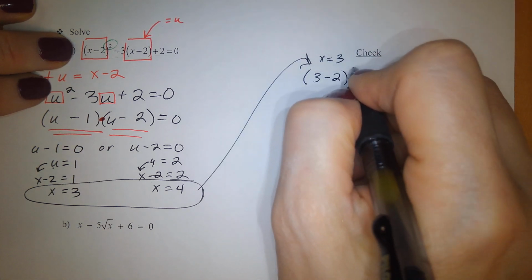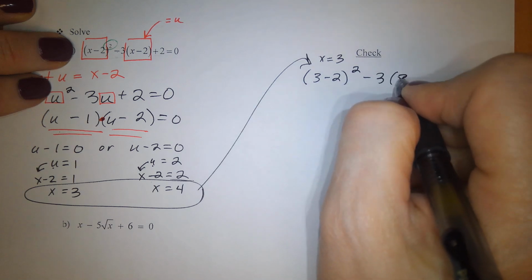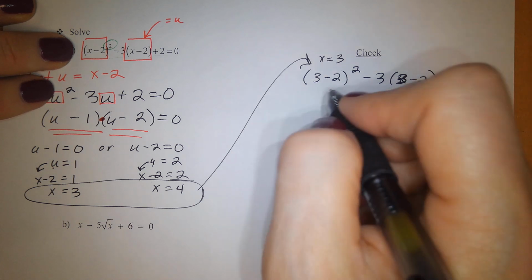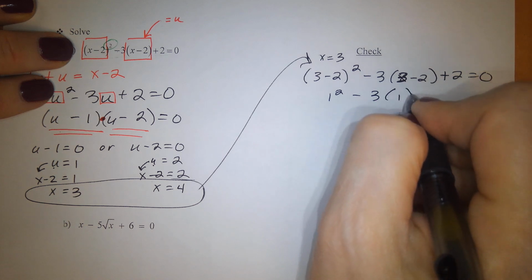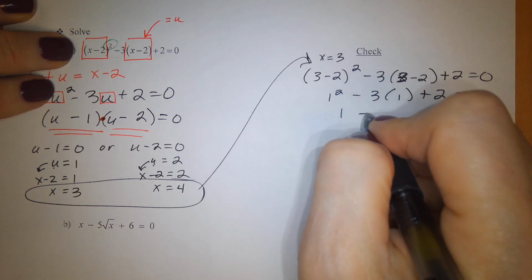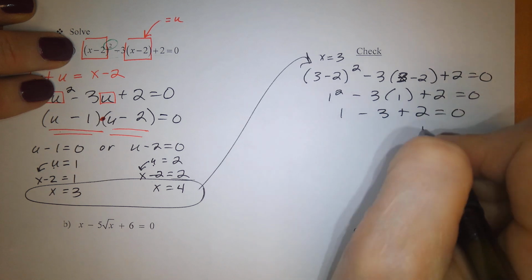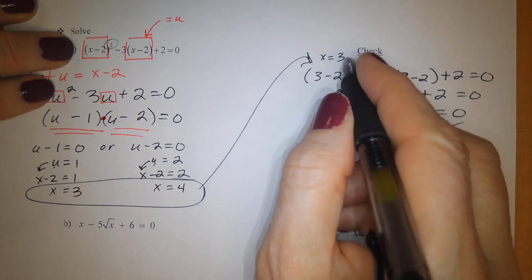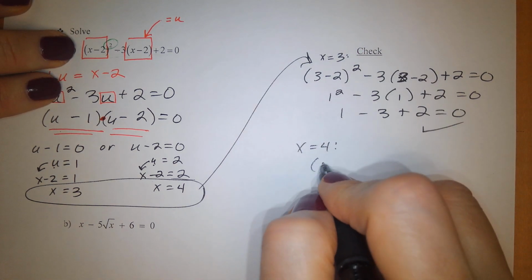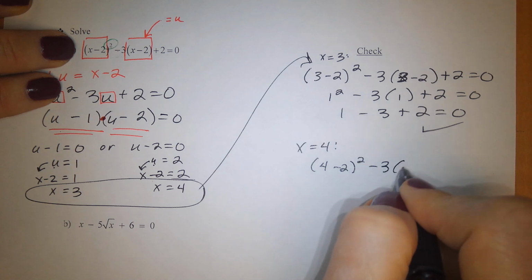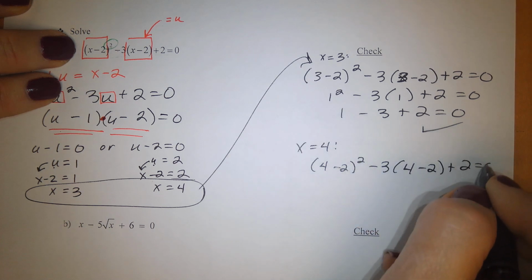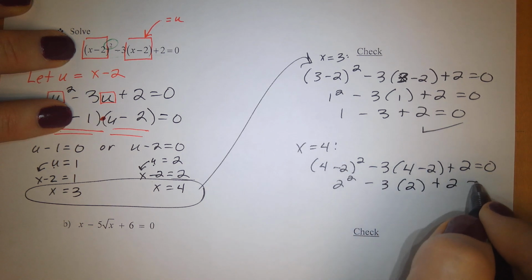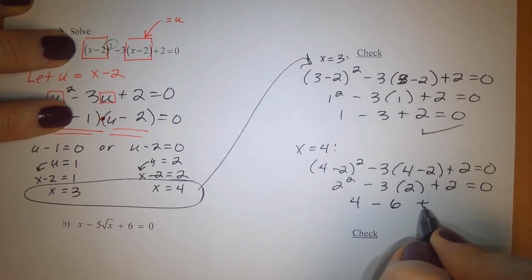So 3 minus 2 squared minus 3 times 3 minus 2 plus 2, is that in fact equal to 0? 1 squared minus 3 times 1 plus 2. 1 minus 3 plus 2, checks. Let's now check x is 4. So we have 4 minus 2 squared minus 3 times 4 minus 2 plus 2 is 0. 2 squared minus 3 times 2 plus 2. 4 minus 6 plus 2.